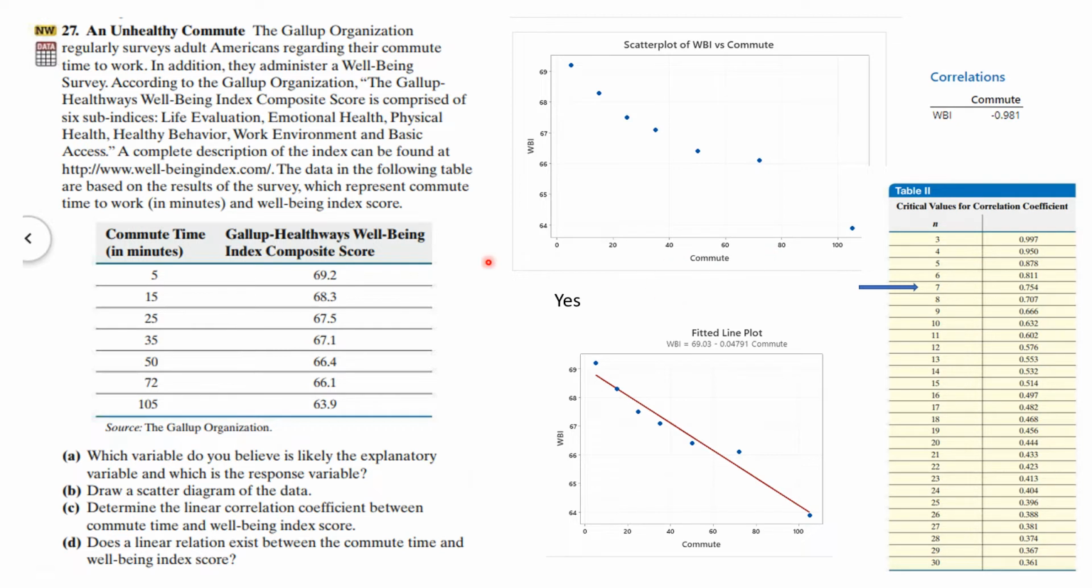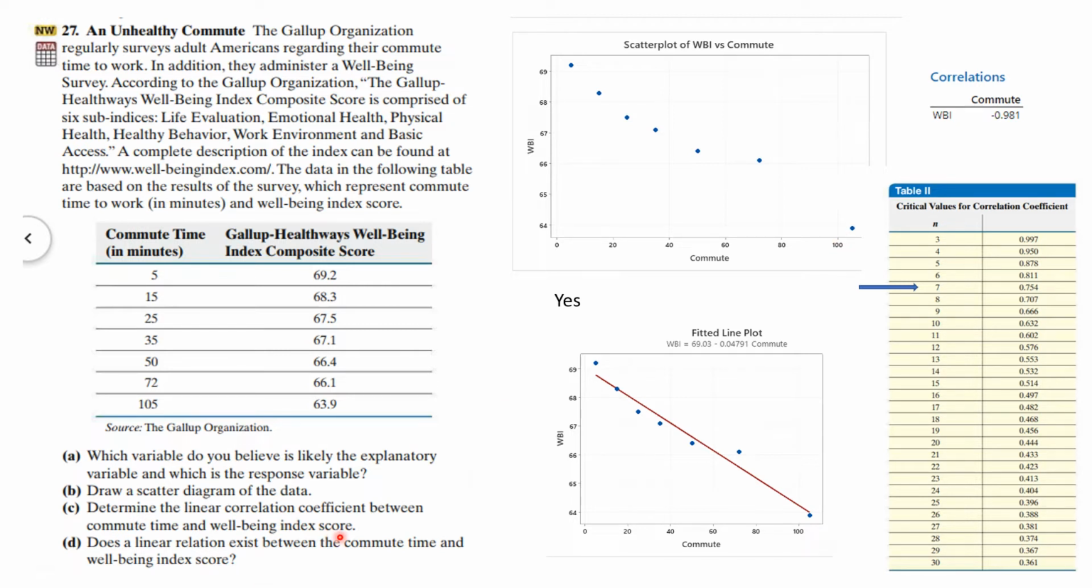Okay, so if you make a scatter plot, first of all, let's talk about which variable explains the other. Well, how happy you are doesn't tell you how long your commute's going to be, but the longer the commute, the less happy you are. So this is going to be the x and this is the y. I ask you to draw a scatter diagram, and so your scatter diagram should have looked something like this.